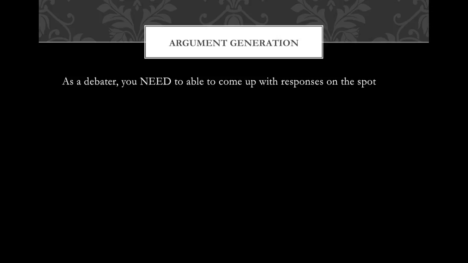So the first topic we're going to talk about is argument generation. As a debater, you need to be able to come up with responses on the spot. You have to be quick on your feet. But in order to practice this, although experience is always going to be helpful, there are some things that you can do to get better at this. So a drill that I like to use is three-pointing everything in a case.